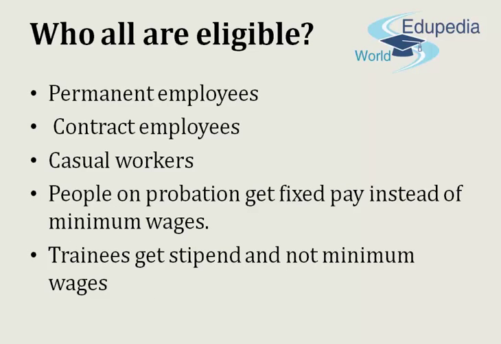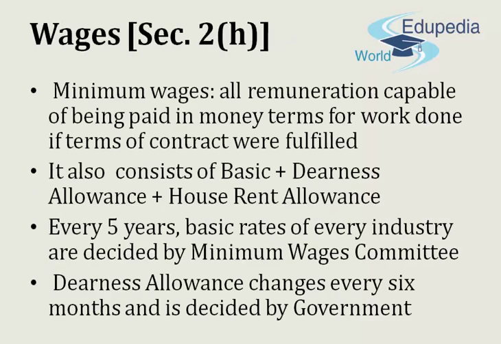Let us see who all are eligible. Number 1, the permanent employees. Number 2, contract employees. Number 3, casual workers. Number 4, people on probation get fixed pay instead of minimum wages. And number 5, trainees get stipend and not minimum wages. This Act extends to the whole of India.